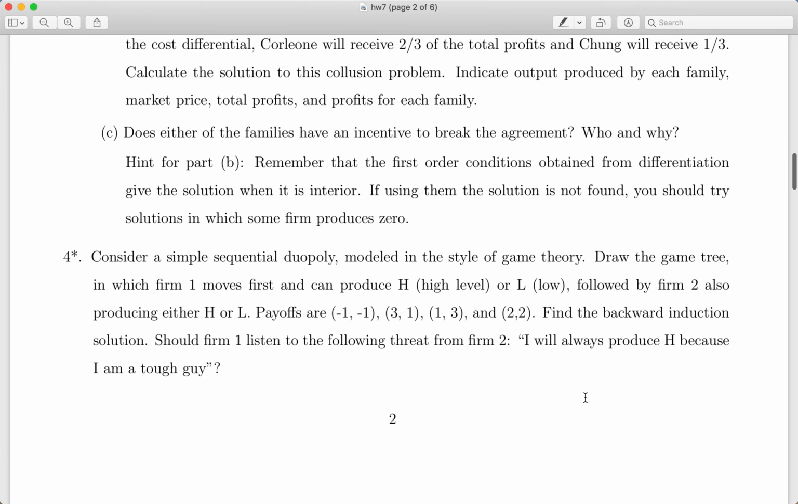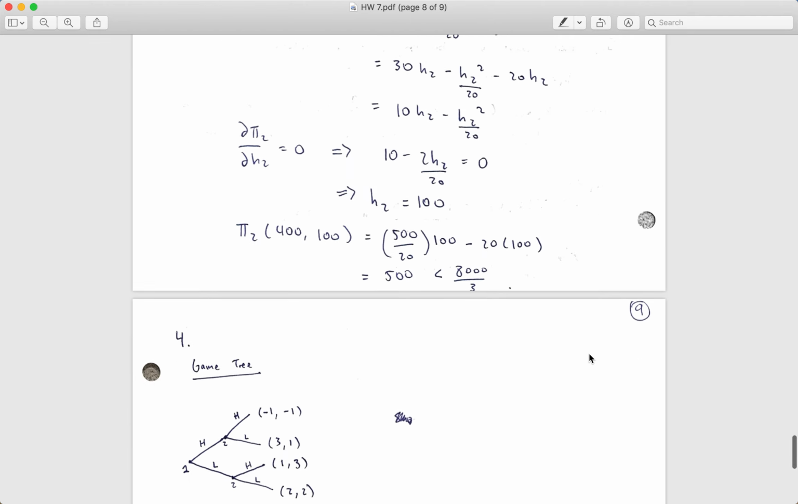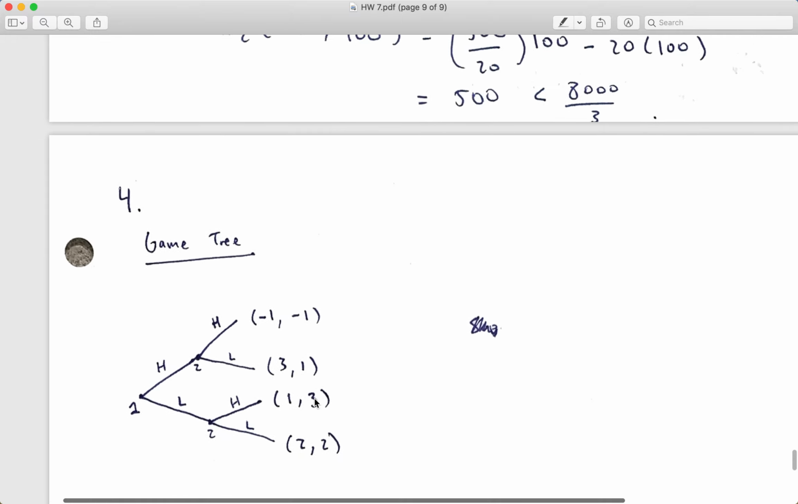So for 4-star, I guess I should pause, if you want to pause and try to draw out the game tree or anything like that. The diagram, though, just looks like this. You have the players at the nodes, and then you have the actions that they can take, and then you have the payoffs at the end of the game, where the first coordinate is always player 1's payoff, and the second coordinate is player 2's payoff.